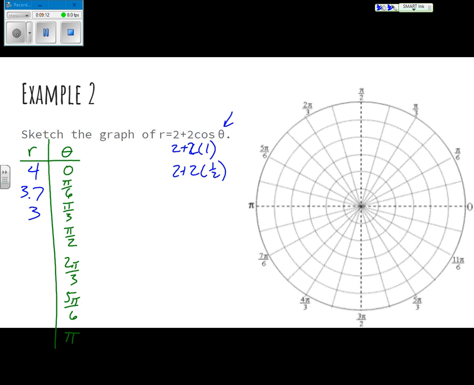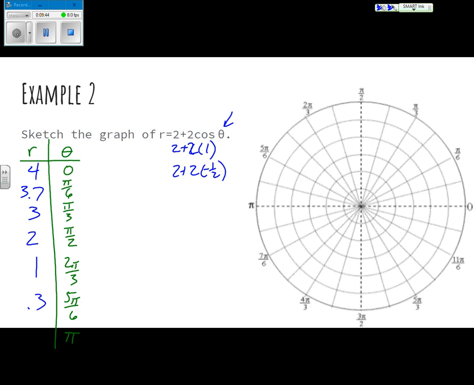Cosine pi over 2 is 0. So that should just take it down to 2. 2 pi over 3. Well, that's just going to make it so this is negative 1/2. So it'd be 2 plus a negative 1. Let's do 1. 5 pi over 6. I'm going to go back to my calculator on that one. 2 plus 2 cosine 5 pi divided by 6. That was like 0.3.